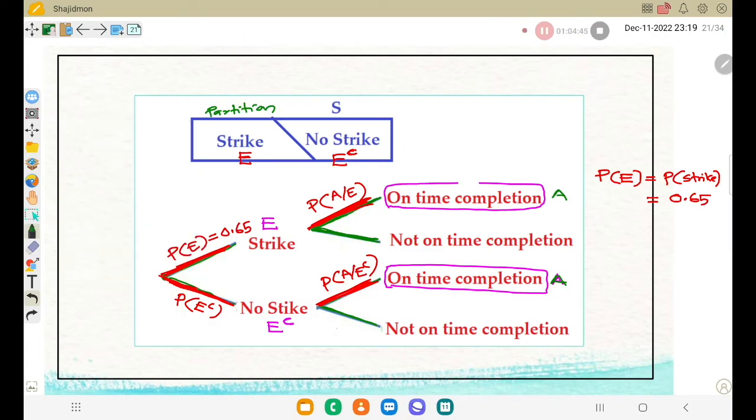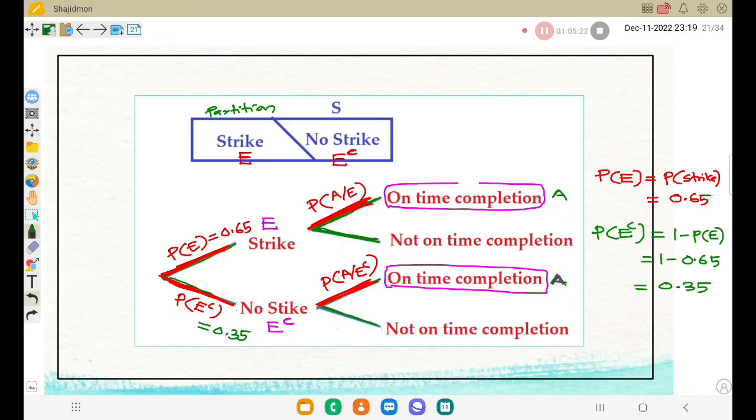Now, if you want to calculate probability of E complement, what was the rule? Probability of E complement is 1 minus probability of E, because total probability is 1. Subtract 1 minus probability of E. What do we get? 1 minus 0.65. What is that number? 0.35. So here we will get 0.35. Hope you understood that one.